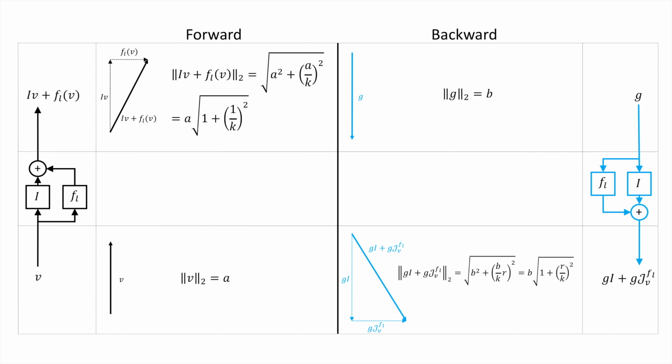Now we turn the layer function fl into a residual block and add an identity skip connection. Also, we assume that the outgoing representations and gradients produced by both blocks are uncorrelated and thus orthogonal, i.e., v is orthogonal to fl of v, and gi is orthogonal to gj. In the forward direction, the outgoing length becomes a root of 1 plus 1 over k squared, according to the Pythagorean theorem. In the backward direction, we obtain b root of 1 plus r over k squared. k represents the ratio of the size of the skip block, which is a, and the size of the residual block, which is a over k.